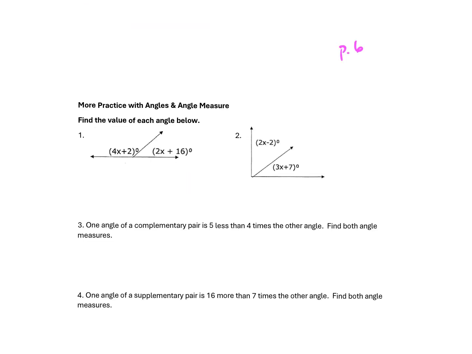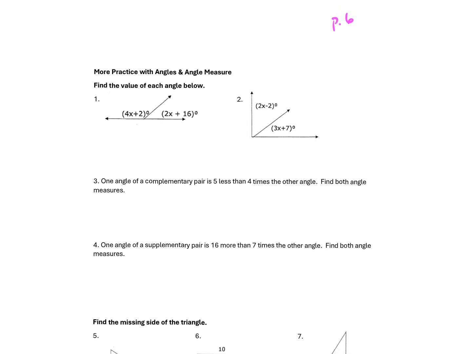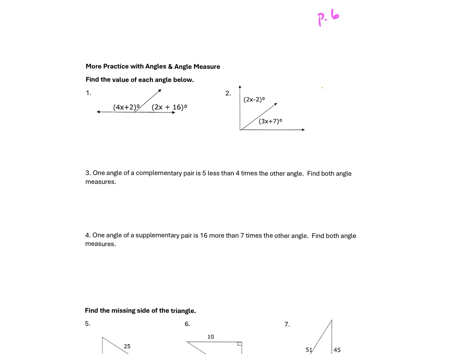Do we need to do some more review or practice with complementary and supplementary angles, do you think? Let's just set one of these up maybe. How about this one? 2x minus 2 plus 3x plus 7 is going to be equal to, in this case, 90 degrees. And then you would solve from there and figure out what x is. And then make sure you go back and find your angle measures, right?